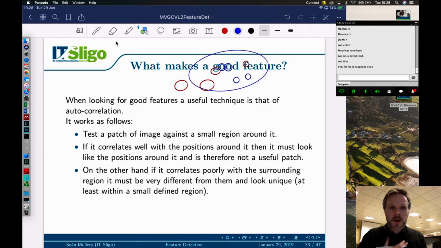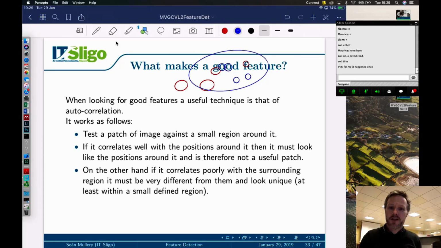So this is the idea of autocorrelation. What we do is we correlate it with areas that are close by, and if they don't look like it, that's a good thing. And the more they don't look like it, the better, because that means that it's somewhat of a unique feature. So test a patch of an image against a small region around it. If it correlates well with the positions around it, then it must look like the positions around it, and it is therefore not a useful patch.